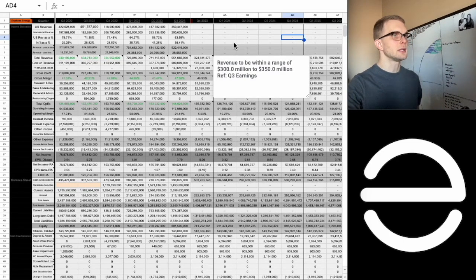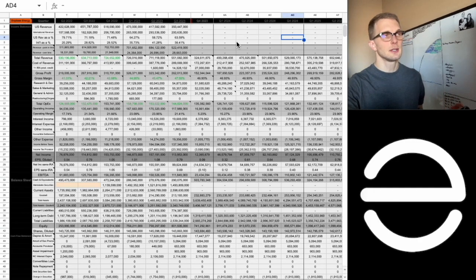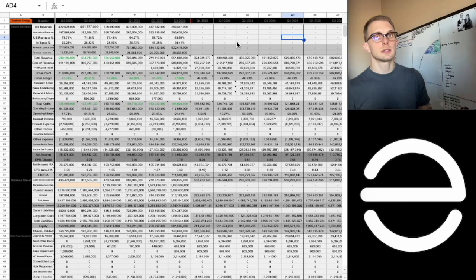The biggest change that was made to this model is that previously this went out 3 years. It's now going out 5 years. So this brings us to the end of 2029 or the start of 2030.